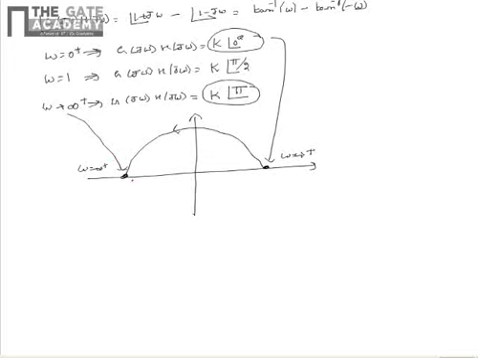Similarly, as ω is varied for the remaining values of ω, we see that the Nyquist plot varies as shown. So from this we can say that the Nyquist plot is a circle which is centered at origin and is of radius K as shown. Hence, the Nyquist plot of the control system corresponds to option D. So the correct option is D.